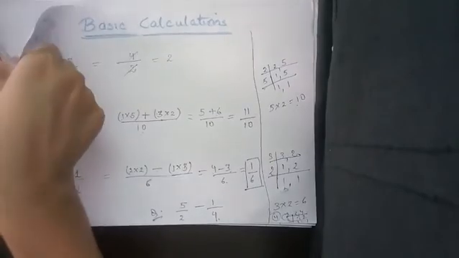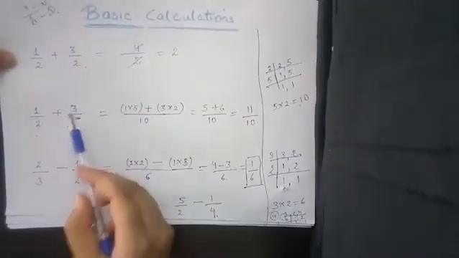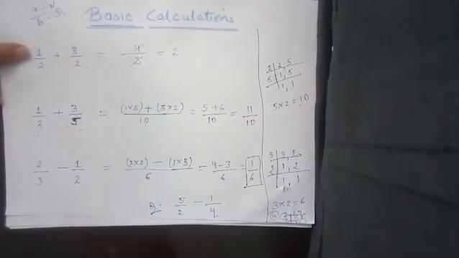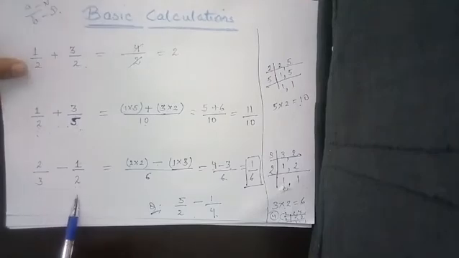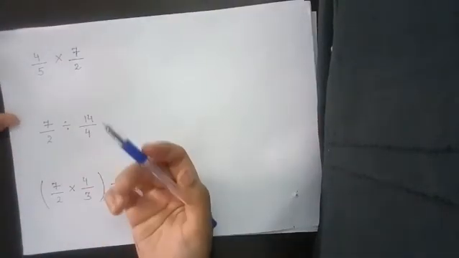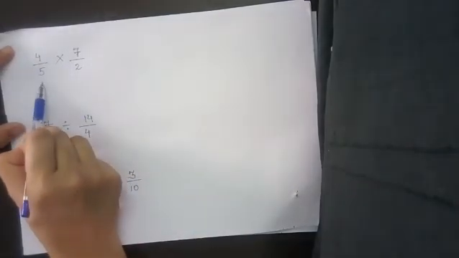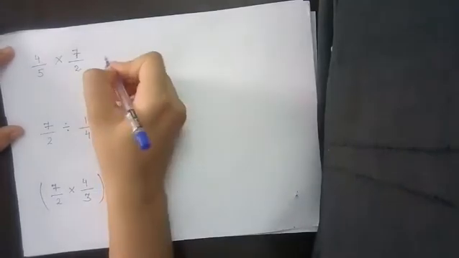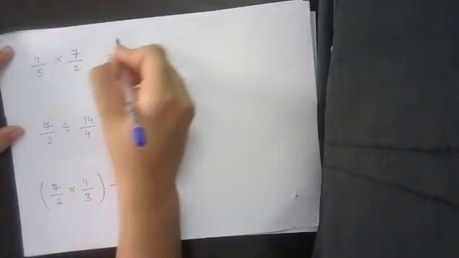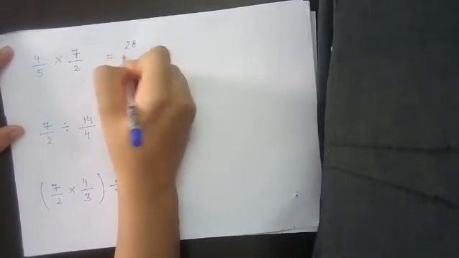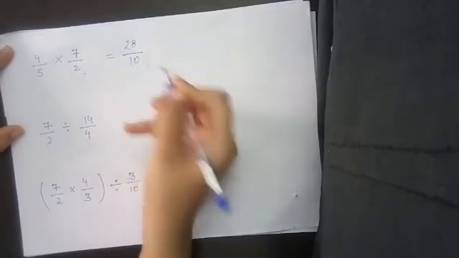Let's move further. You have understood addition and subtraction with different denominators. Now we move to multiplication. Multiplication is very easy. Okay, न्यूमरेटर को न्यूमरेटर से मल्टीप्लाई करेंगे, डिनोमिनेटर को डिनोमिनेटर से. 4 7s are 28, 5 2s are 10.